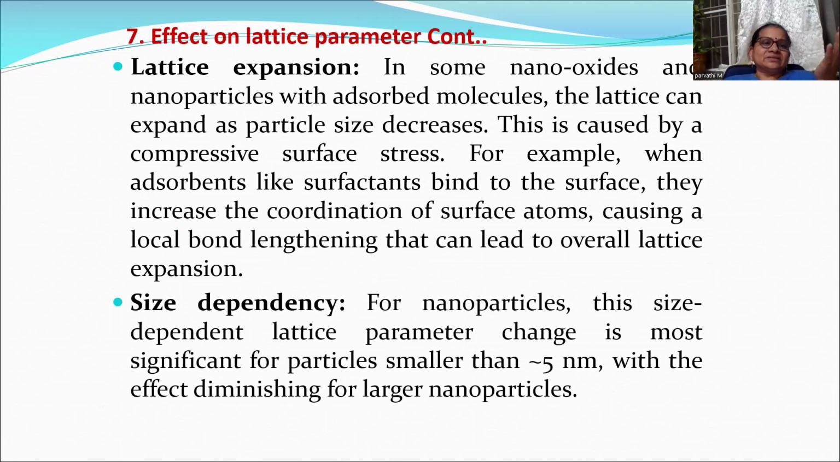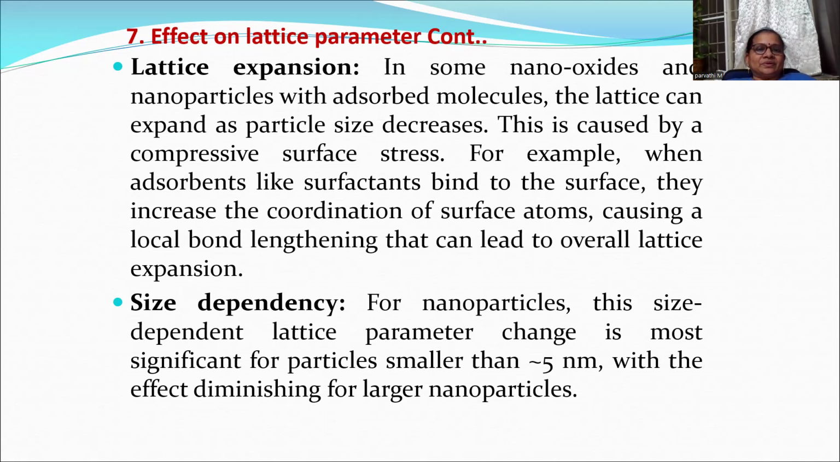So as particle size decreases, why will the lattice be expanded? As particle size decreases, more particles will be incorporated, so that it in fact behaves like a higher lattice area. So this is caused by compressive surface stress.